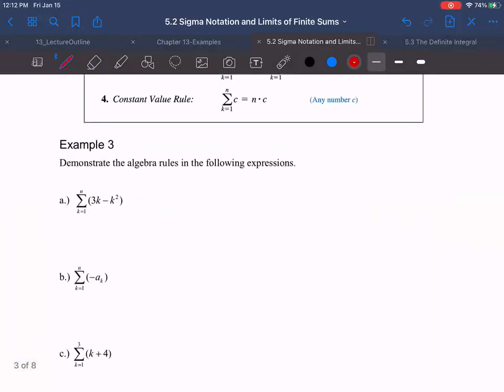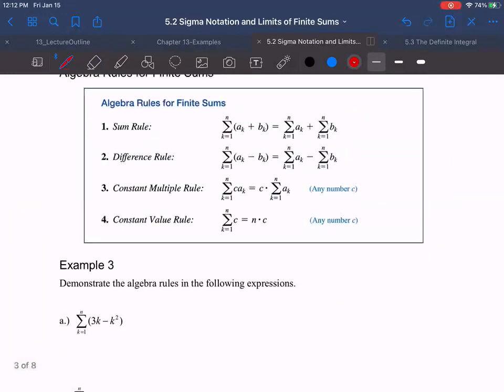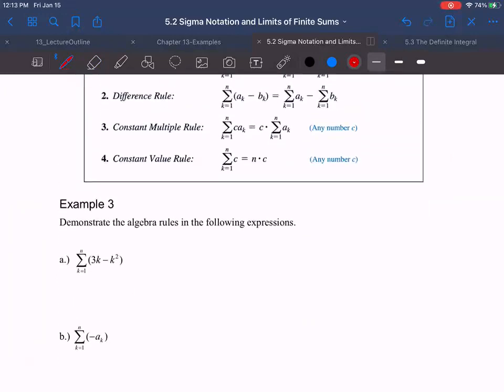So let's take a look down here and see if we can use some of these to show some of those rules. So if we look at this one, we can first off just use that second rule, which was subtraction, the difference rule right there. And we can make this into, from rule number 2, we can do the sum of 3k minus the sum of k squared, from k equals 1 to n. And then after that, we can use the constant multiple rule and go ahead and make this one 3 times the summation k equals 1 to n of k, just like that.